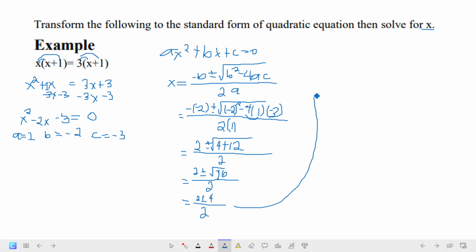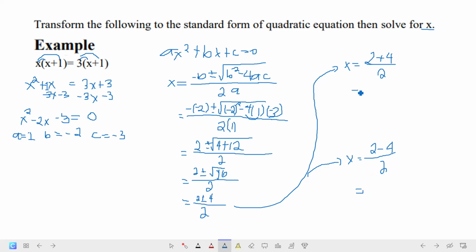Okay, we are almost done. Okay, so let us separate plus or positive and negative on the numerator. So just copy the 2 plus 4 over 2. And the other one, x is equal to 2. Then the minus one, minus 4 all over 2.